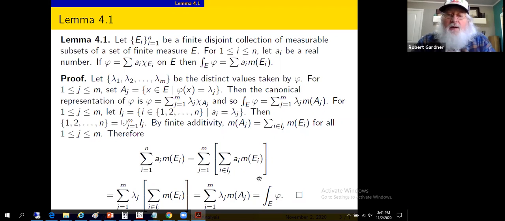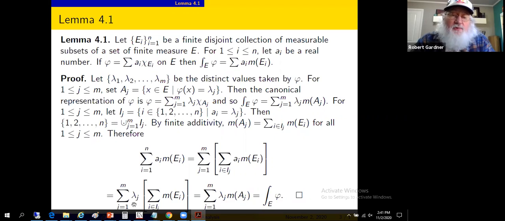Now, we know on this set, capital I sub j, the a sub i's equal lambda sub j. That's what set capital I sub j was by definition. So I can replace, over set I sub j, all of the a sub i's with lambda sub j, and I can bring those out front, as we've done here.